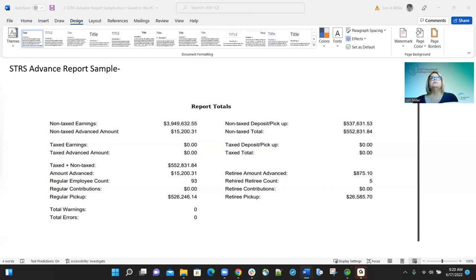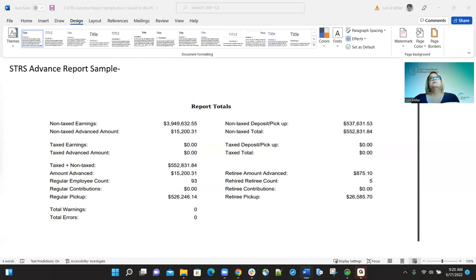They are asking, if they're double checking earnings, where do we go? You could use the total gross field. That's where, if we have to make adjustments for the STRS Advance report, we're normally making the adjustments to that total gross field on the 450 record. So that's where you're going to be looking. But like I said, it's a little difficult because right now those figures include what was paid over last summer as well.